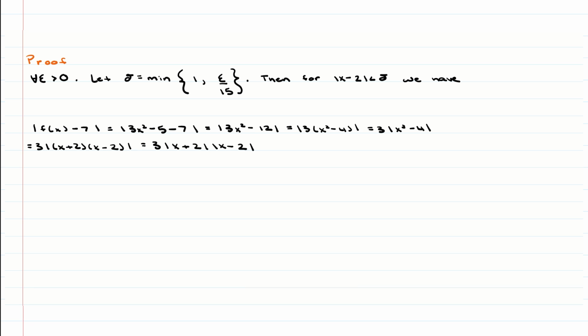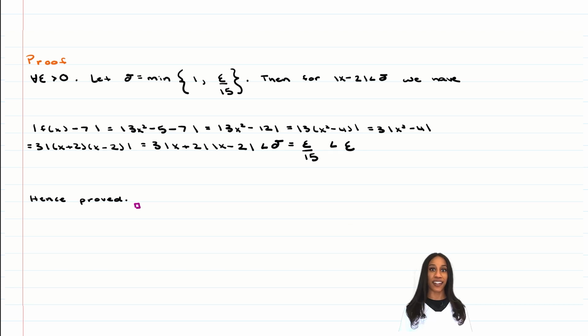And at this point, we know that this is less than epsilon because we found in our scratch work that delta equals epsilon over 15, and epsilon over 15 is less than epsilon. Hence, we've proven that the limit as x approaches 2 of 3x² - 5 does indeed equal 7. And there you have it. We've proven that the limit of 3x² - 5 as x approaches 2 equals 7.